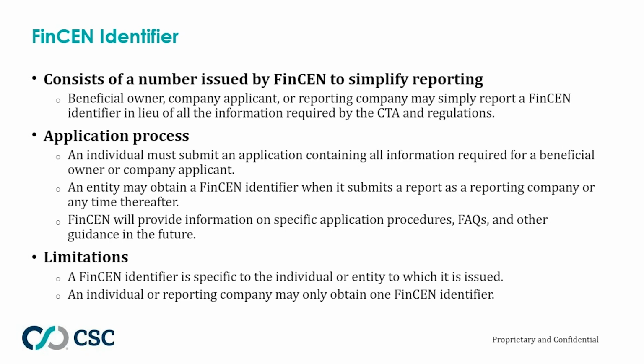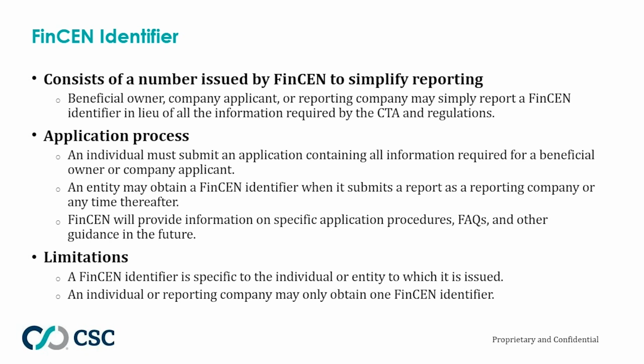Also, an individual or reporting company may only obtain one FinCEN identifier. So a person who might be both a beneficial owner and company applicant would only have the one number, and they may have to report all the information necessary for both a beneficial owner and a company applicant in order to use that number in both cases.